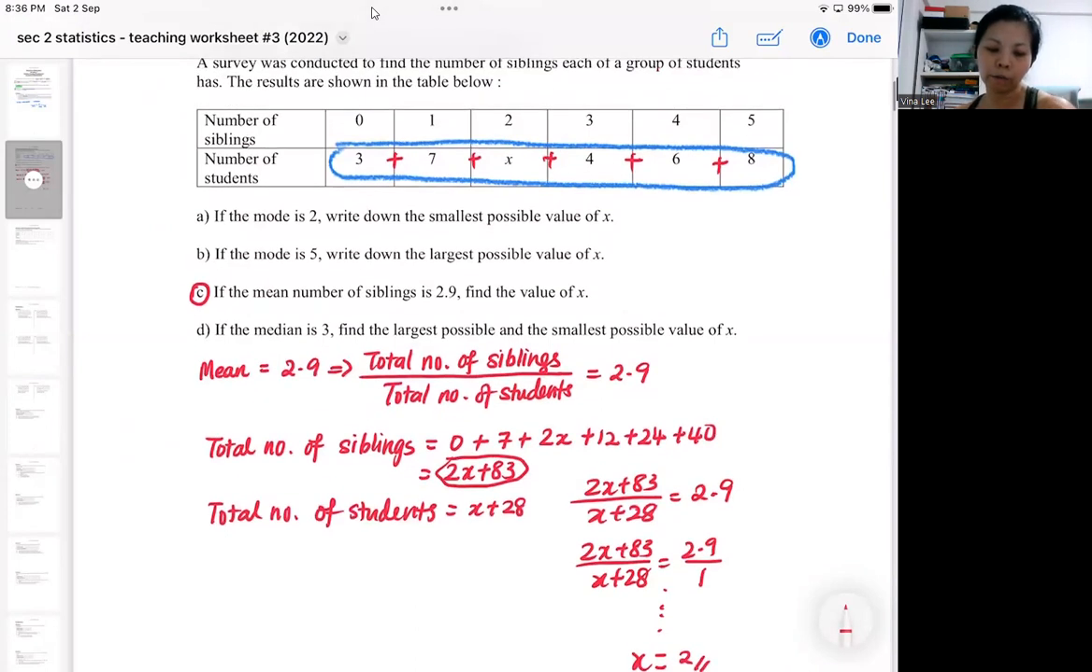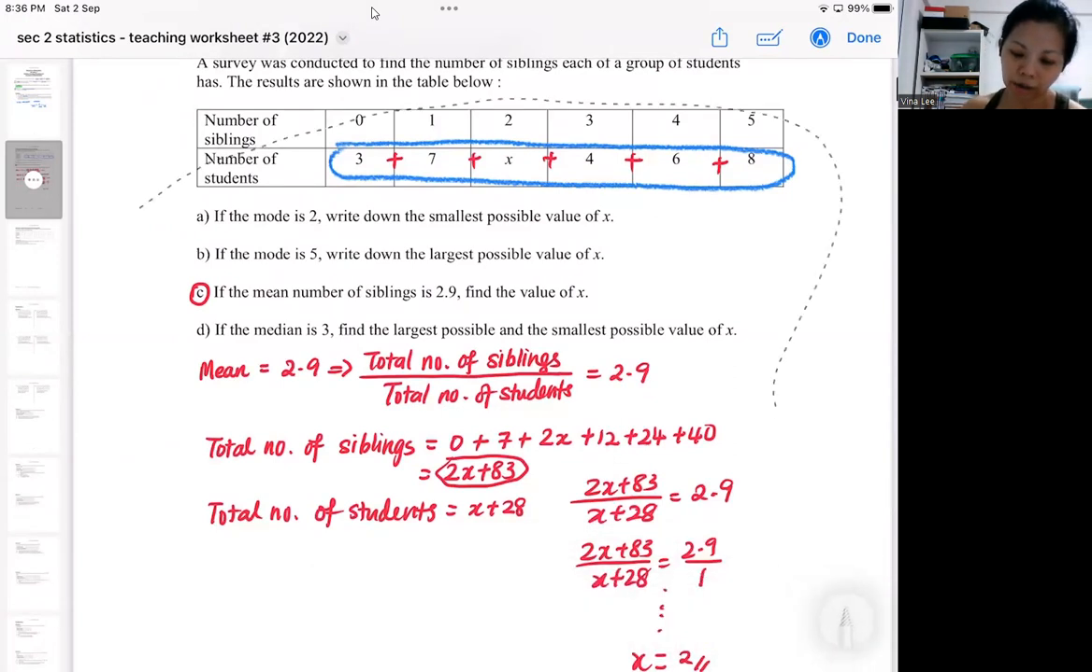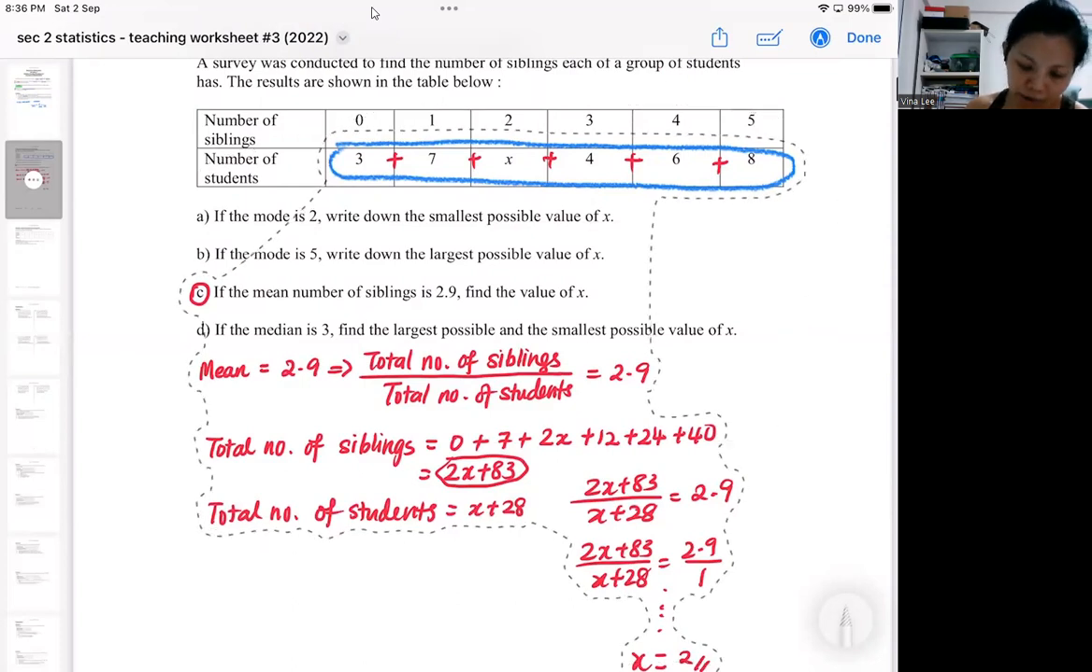If we change the statistic, the x will be different. When we change the situation, the value of x will change. So please give it a try to make sure that you can match the answer.